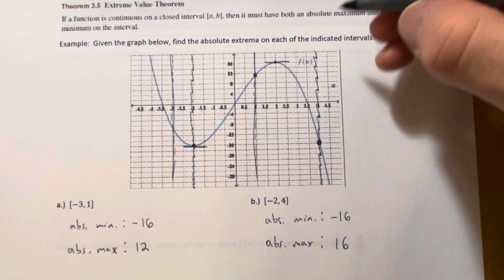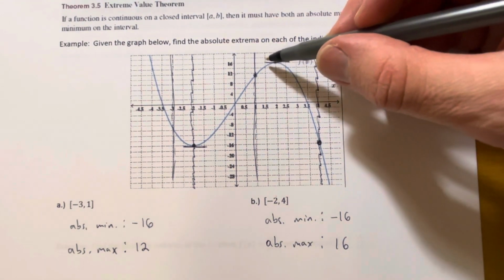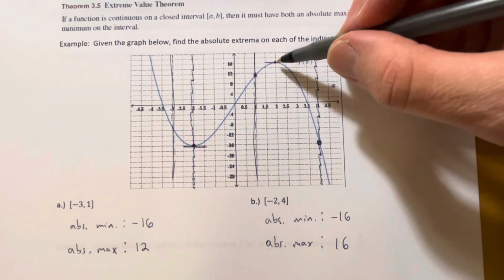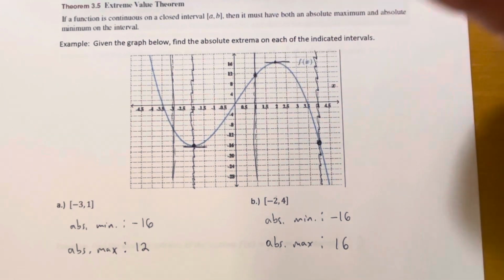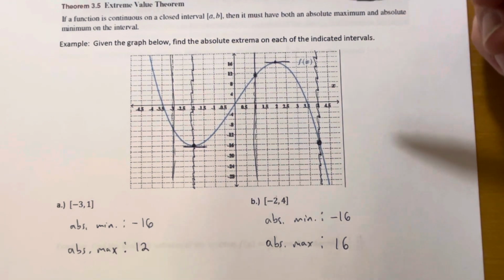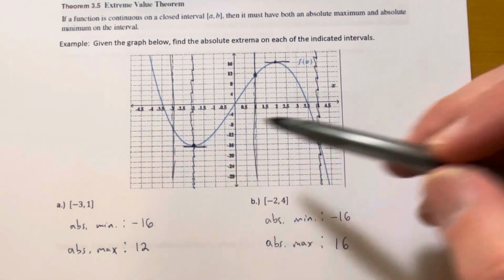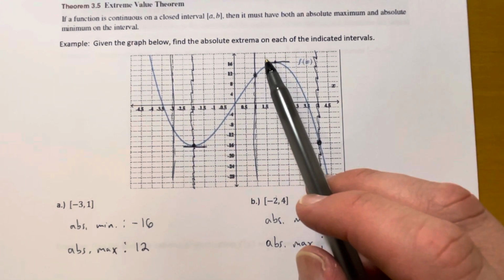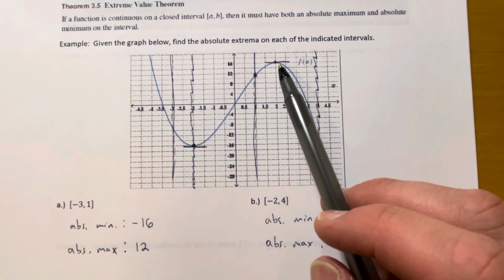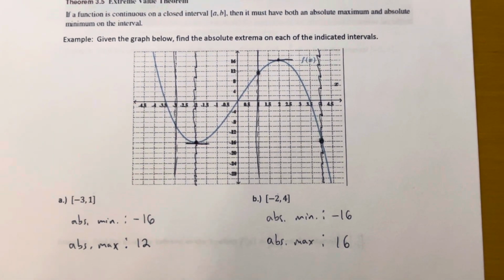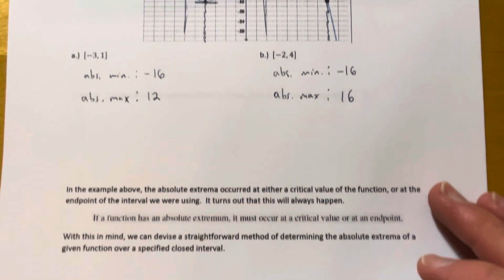Only occurs in one place, but notice it did occur at a local maximum. It occurred at one of those critical values right here. So we're seeing the same thing that we saw in the previous example. My absolute extrema are only occurring at endpoints of the closed interval that I'm looking at, or at the same location that a local extreme value is occurring, so at a critical value. This will always be true if a function has an absolute extremum in a closed interval.